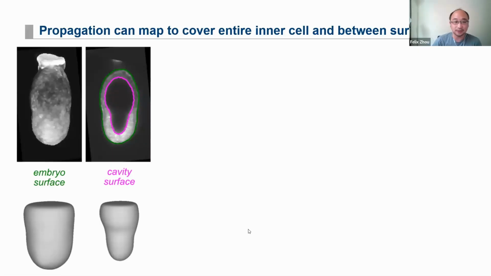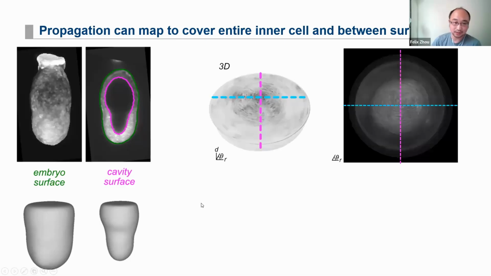Let's say here we have an E6.5 mouse embryo gastrulating, and it develops this cavity. So you can specify a segmentation of the cavity in pink here and extract the surface. And you can also extract the outer shape of the embryo surface, and you can design a propagation scheme within UMRAP 3D to map just the volume in between the green and the magenta surface.